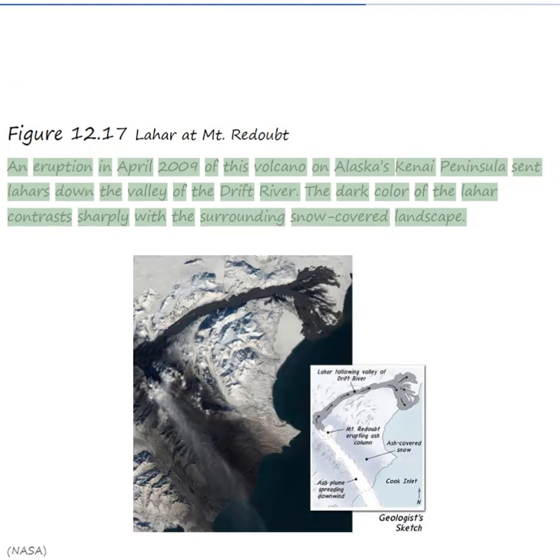An eruption in April 2009 of this volcano on Alaska's Kenai Peninsula sent lahars down the valley of the Drift River. The dark color of the lahar contrasts sharply with the surrounding snow-covered landscape.